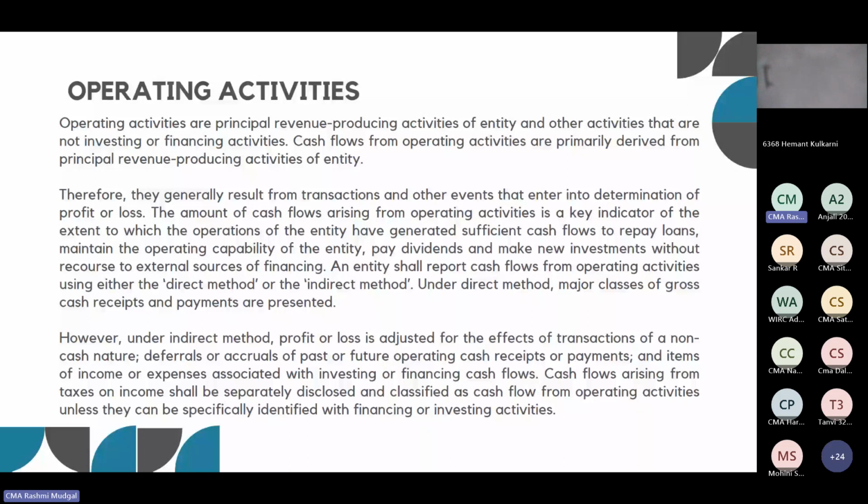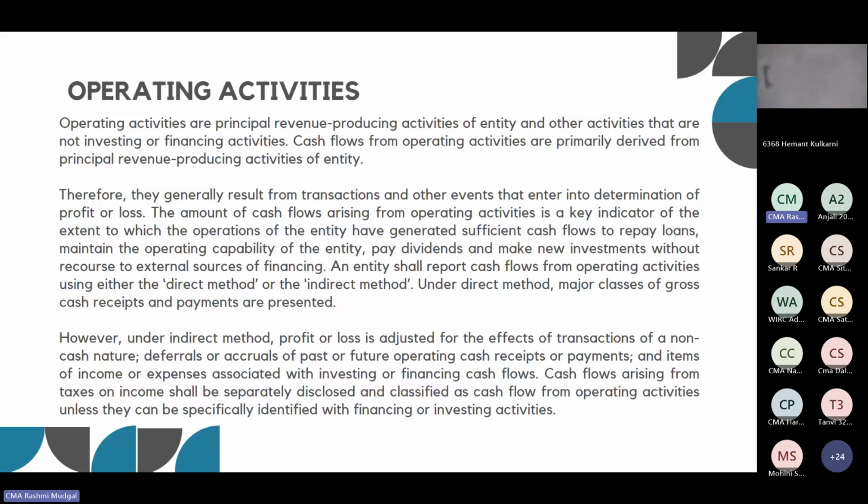There are two methods, which are the direct and indirect methods. Therefore, they generally result from transactions and other events that enter into the determination of profit and loss. The amount of cash flow arising from operating activity is a key indicator of the extent to which the operations of the entity have generated sufficient cash flow to repay loans, maintain operating capacity, pay dividends on time, and make new investments without recourse to external sources of financing. The company is able to do everything without outside funds.